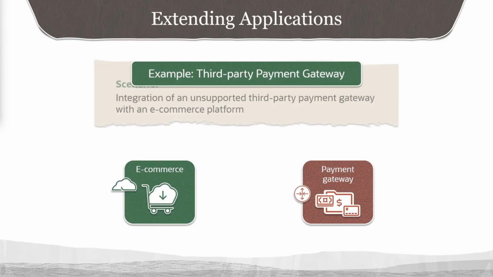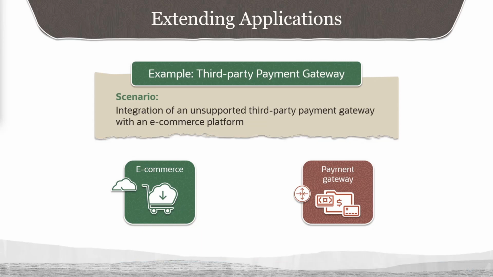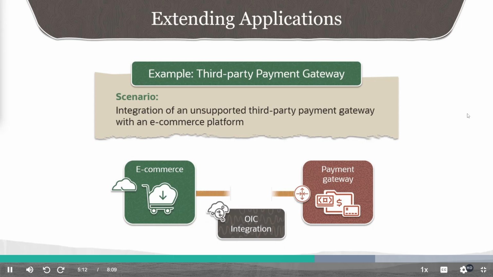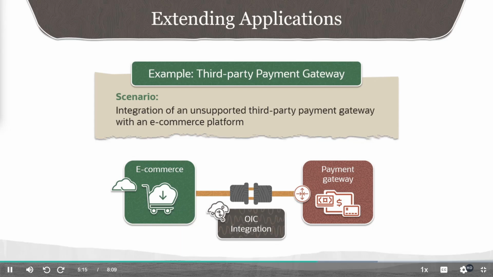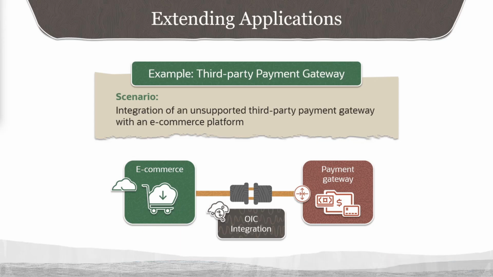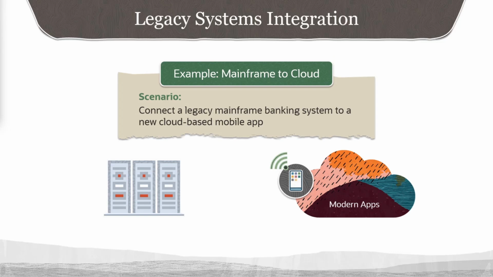Of course, there are many use cases that involve extending the capabilities of existing applications. In this example, as the e-commerce world expands, so does the need for diverse payment options. You could then extend the e-commerce application to integrate even unsupported third-party payment gateways, leveraging OIC's capability for creating custom adapters if pre-built adapter connections aren't available. Legacy systems hold vast amounts of invaluable data, and using OIC, businesses can bridge the gap between vintage mainframes and modern cloud-based mobile applications.